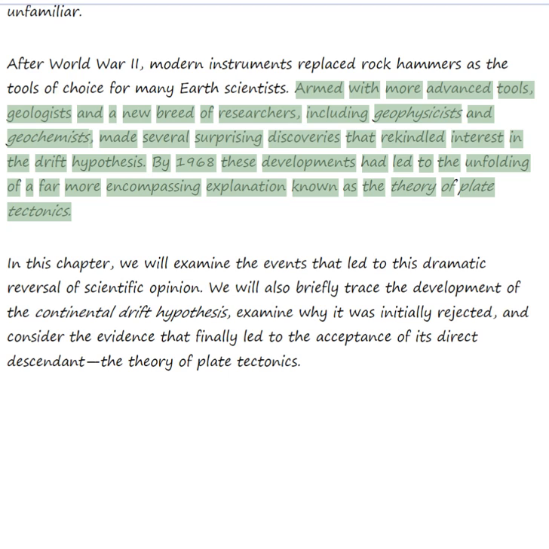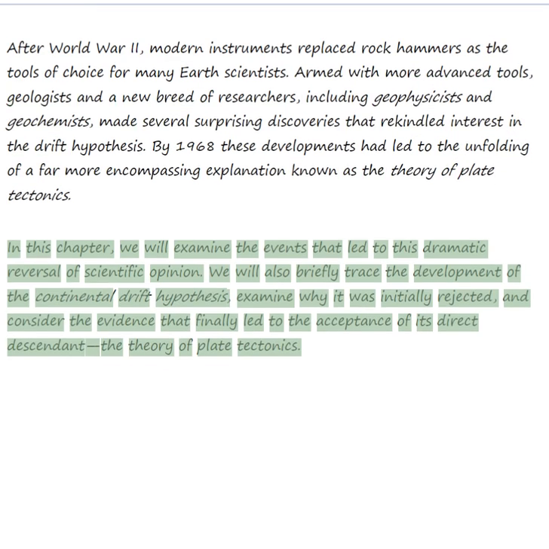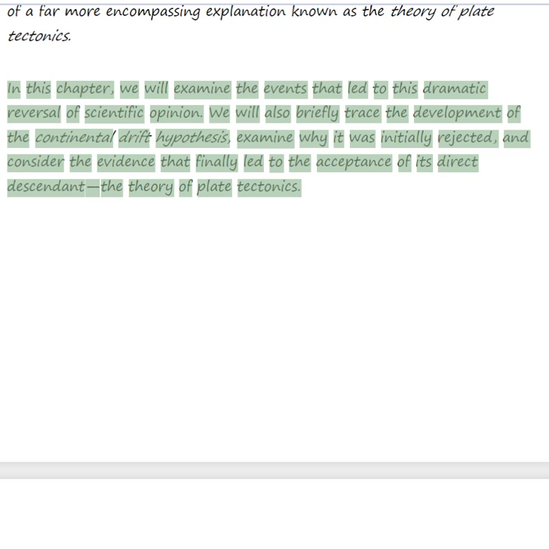By 1968, these developments had led to the unfolding of a far more encompassing explanation known as the theory of plate tectonics. In this chapter, we will examine the events that led to this dramatic reversal of scientific opinion. We will also briefly trace the development of the continental drift hypothesis, examine why it was initially rejected, and consider the evidence that finally led to the acceptance of its direct descendant, the theory of plate tectonics.